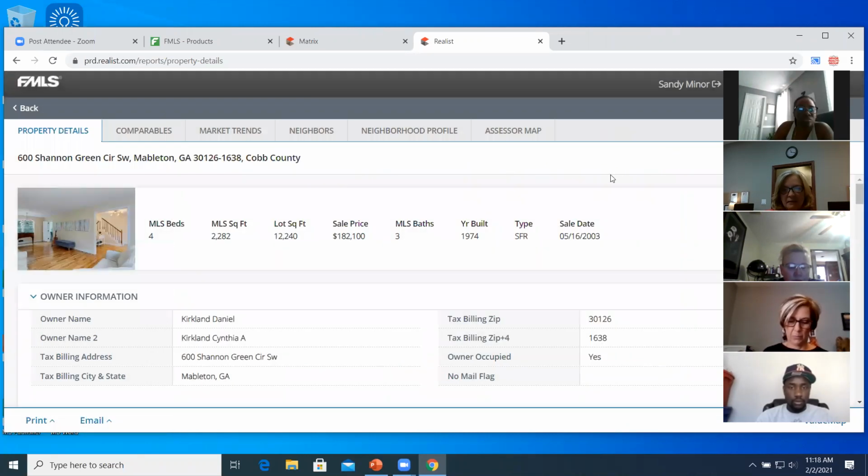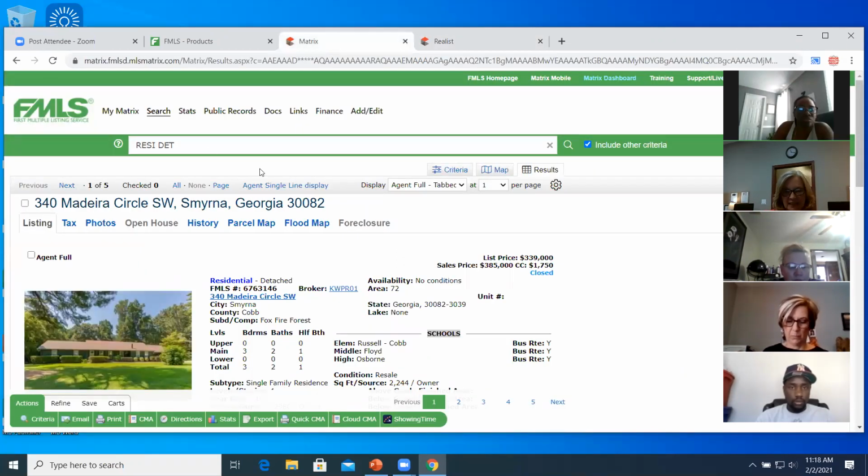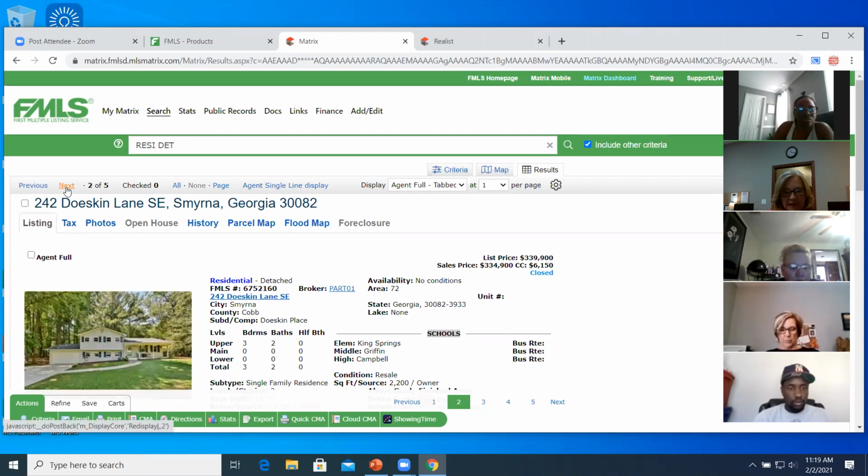So again, when I'm going into Matrix and I'm looking at this house, it's really not very comparable, is it? It's not really the same style or anything. It's got a similar square footage and similar age, but it is a brick ranch. So I probably wouldn't use this one because I don't think an appraiser would use it since it's not comparable. So now I'm going to look at the next one.